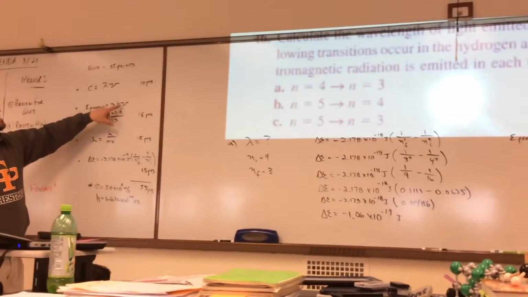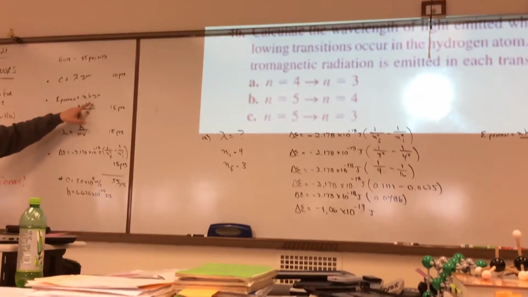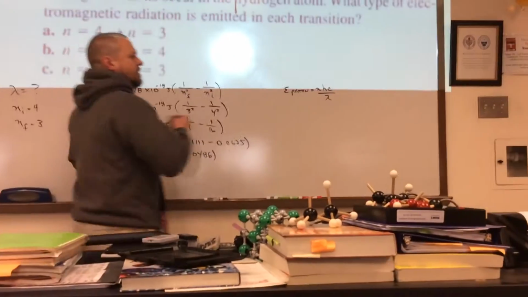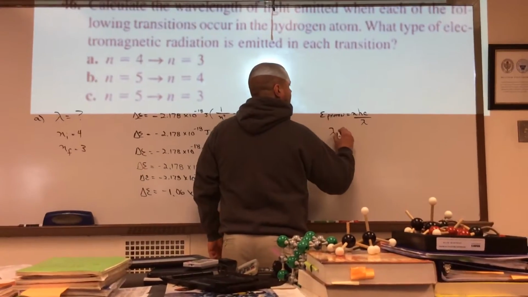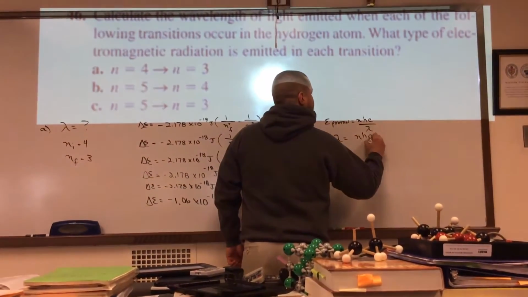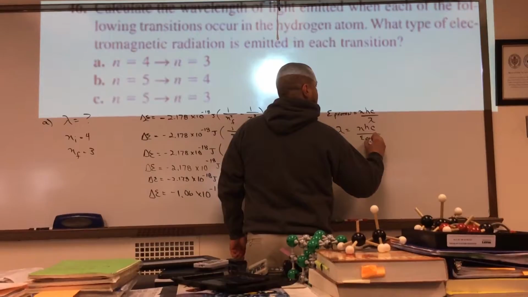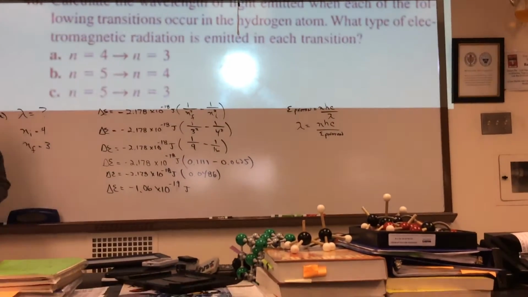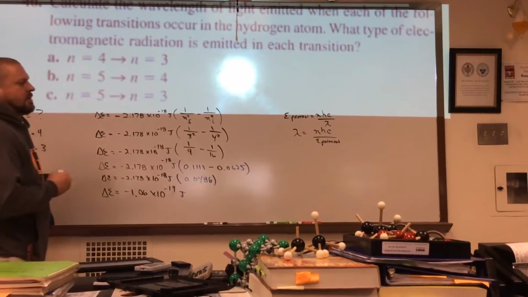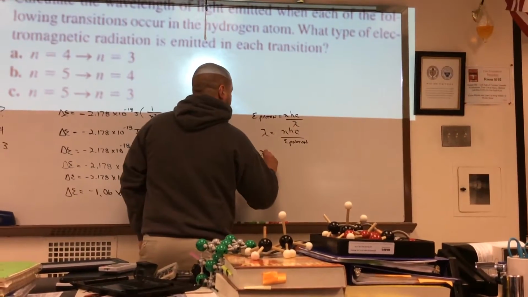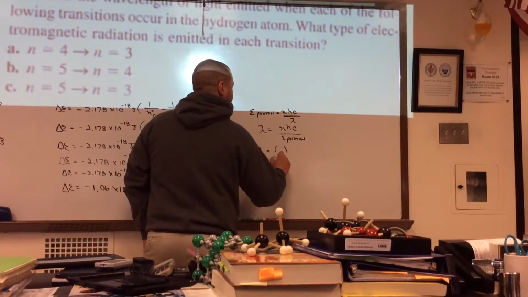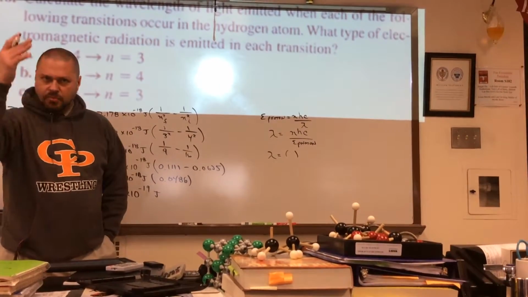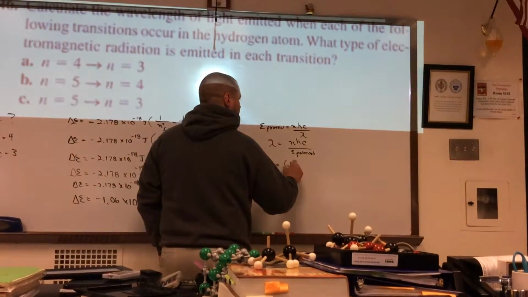So I don't want to use the nh nu form, that's frequency. I want to use the nhc over lambda because that's what I'm looking for. So I can rearrange this again to lambda equals nhc over E of the photon. So I just rearranged it. So lambda equals, what's n going to be in this problem? Number of photons. Which is 1. It's one quantum drop, one electron drop.